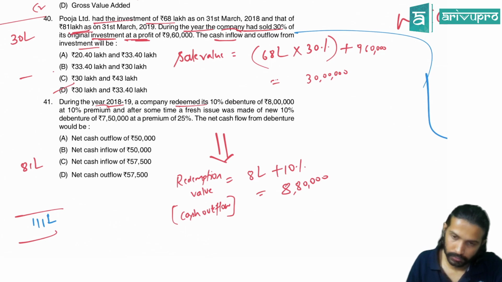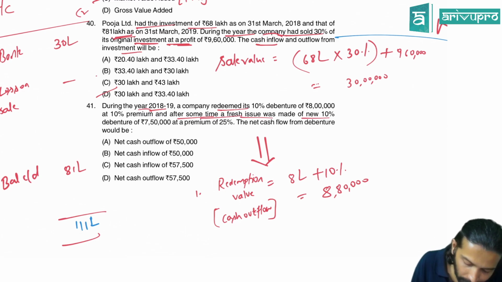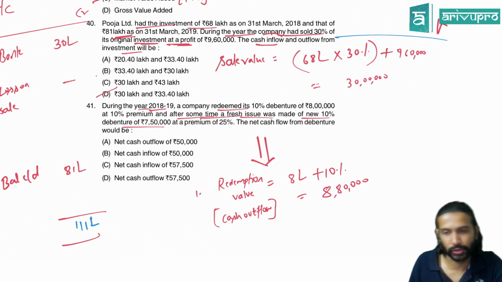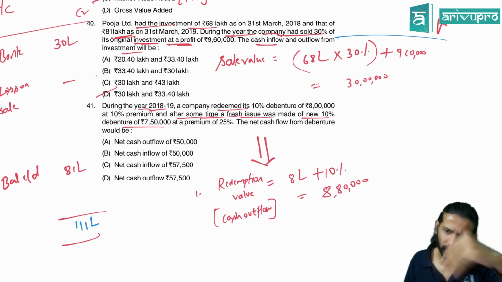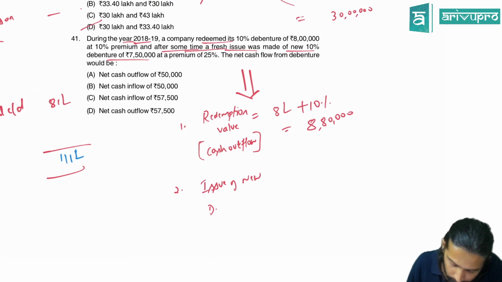Done. Okay, next. Let's see what they're asking next. This we'll call option A, or just 1 maybe. After some time, a fresh issue was made for new 10% debentures of 7,50,000. They redeemed some debentures, and after that they issued some new debentures. You can write issue of new debentures.